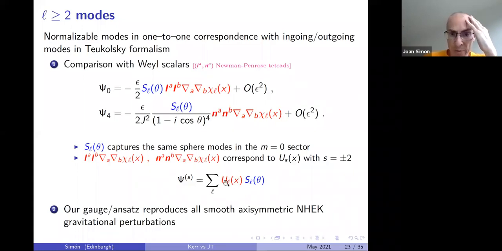What is more interesting is that the ULs that appear in my notation here, at least, in this gauge invariant formulation, do appear like these factors here. And that's what we check. There is a one-to-one map. You can invert, you can go from our formulation to the Teukolsky formulation. So the message to take home is, so far, we are able to reproduce all the normalizable perturbations. But where is the JT mode? Well, the JT mode is not here.